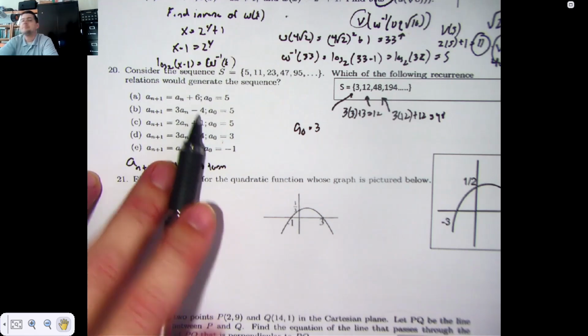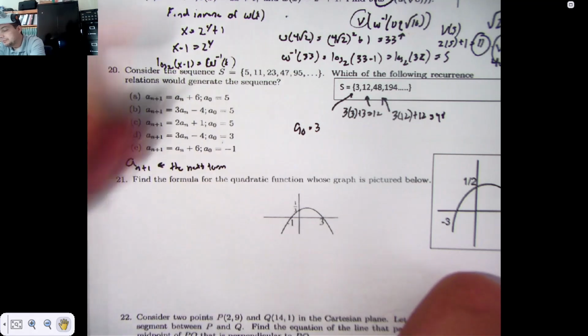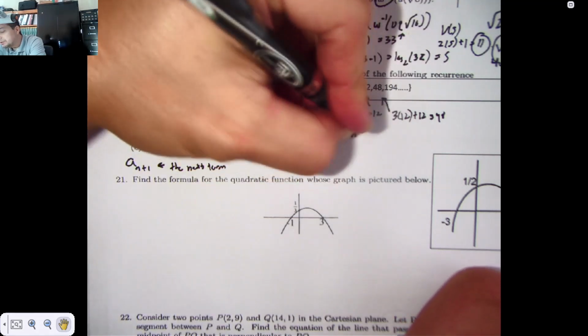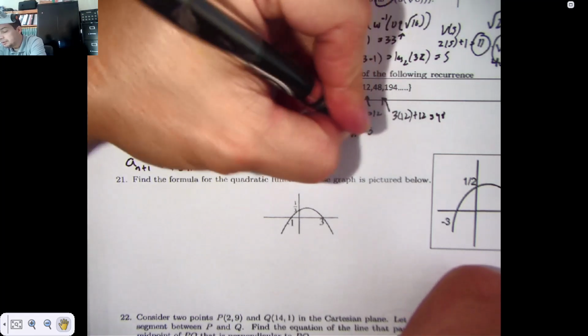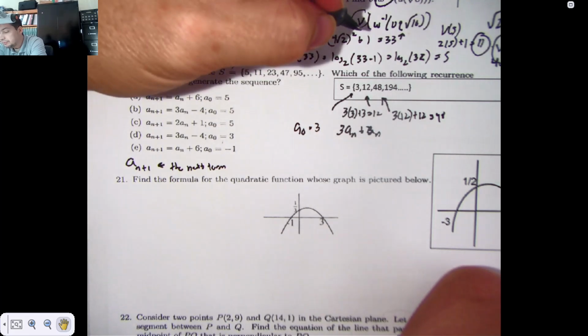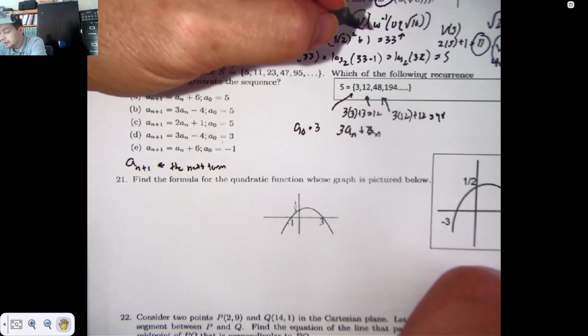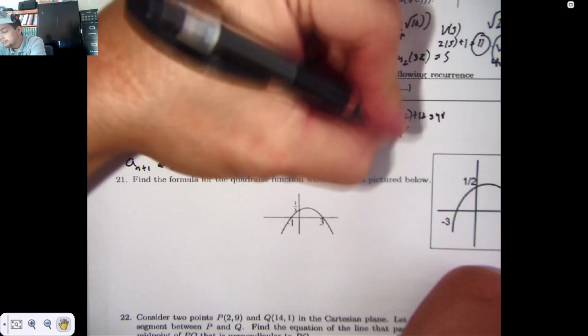All right? So I need to write a rule here. And I've got my pattern here. 3 a sub n plus 3. Oh, sorry, plus a sub n. I don't know why I'm even doing it that way. I should have come up with a better pattern here. Because that's just 4 a sub n.